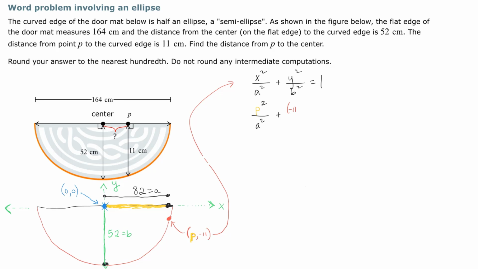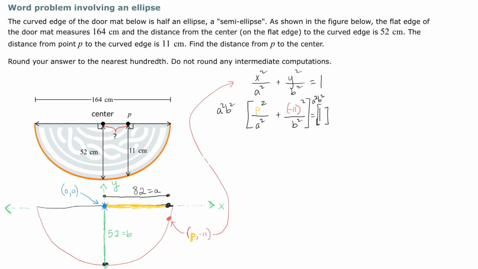And what we're going to do with that negative 11, we are going to square it. Put it over b squared is equal to 1. And now we're going to go ahead and solve for p. Let's multiply both sides by the lowest common denominator to clear fractions. So over here, we're going to multiply by a squared times b squared. Over here, we're going to multiply by a squared times b squared as well.